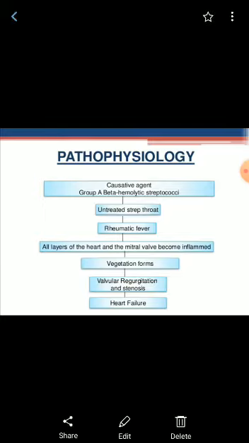And when all these layers and the mitral valve become inflamed, vegetations form. Vegetations are basically abnormal growths present on the valve surface. So vegetations are formed, and that causes valvular regurgitation and stenosis. Valvular regurgitation is also known as valve incompetence, and stenosis means narrowing of the valve, and that would finally lead to heart failure.